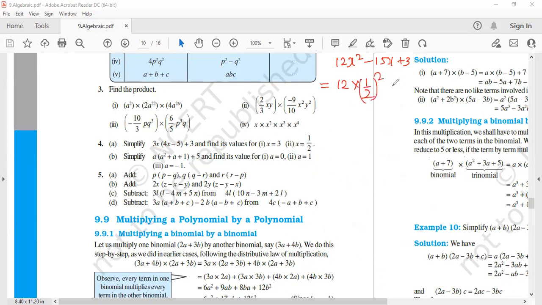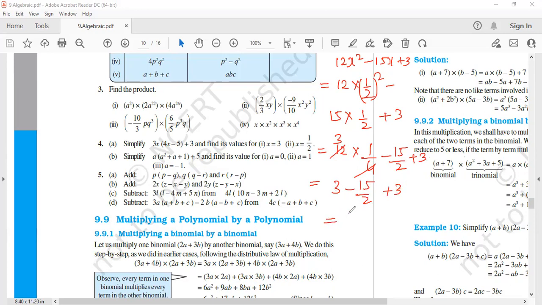So this will give you 12 into 1 upon 2 whole square minus 15 into 1 upon 2 plus 3. Okay, so 12 into 1 upon 2 square, if you solve, 1 upon 4, gives you minus 15 upon 2 plus 3. So 4 3s are 12. Now 3 minus 15 upon 2 plus 3. So 3 plus 3 gives you 6 minus 15 upon 2.